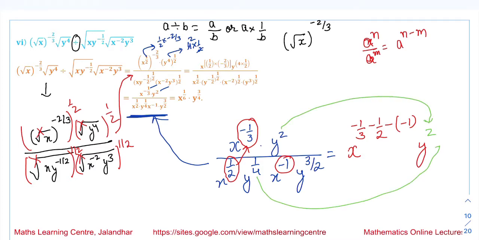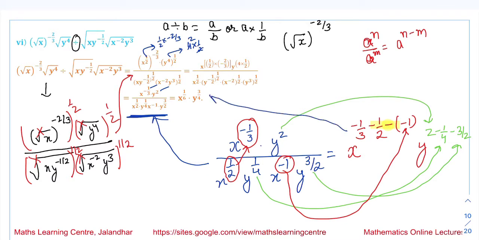Next is 1 by 4 in the denominator, then minus 3 by 2 in the denominator. This is important to note over here, that this minus 1 power, when it comes over here, this is minus 1, and this negative sign is because it is in the denominator part. So when you solve this value, you will get the final answer as x raised to the power 1 by 6 into y raised to the power 3 by 4.